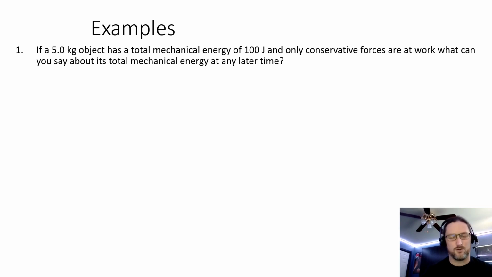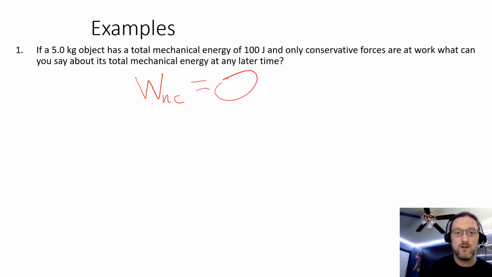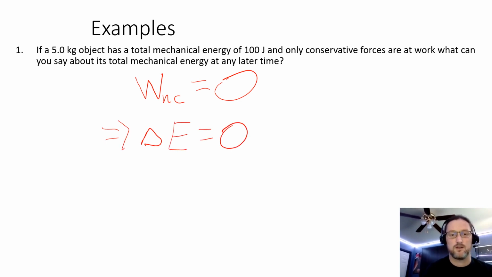Okay, you of course have already figured this out because you've clearly paused the video and done all this work. Just in case, my 5 kilogram object has a total mechanical energy of 100 joules, and only conservative forces are at work. This means that the work from non-conservative forces is equal to 0. Therefore, any change in energy is also equal to 0, right?